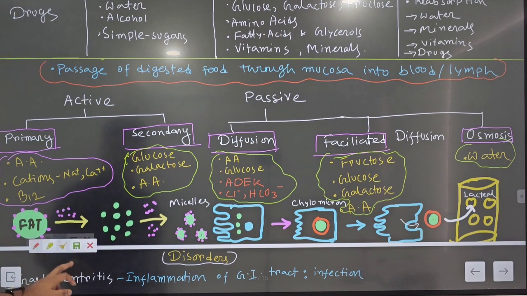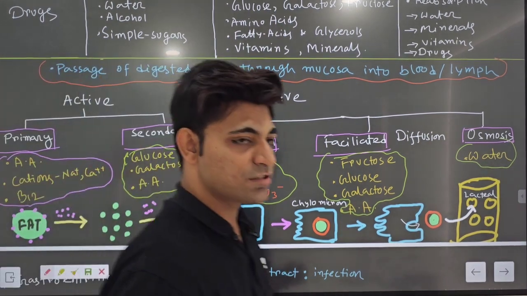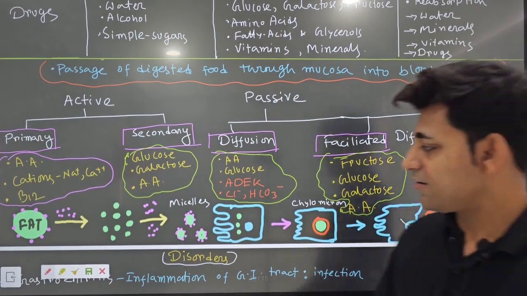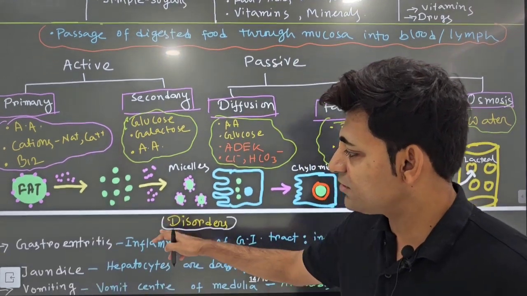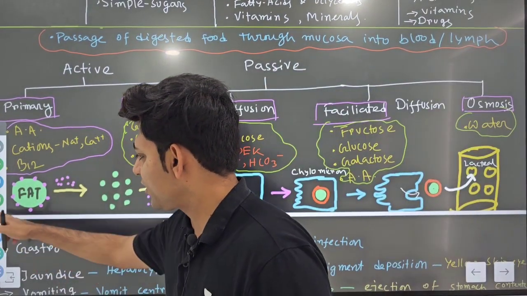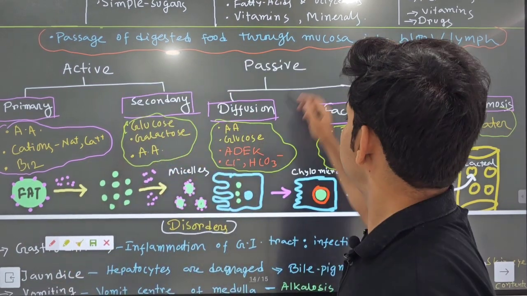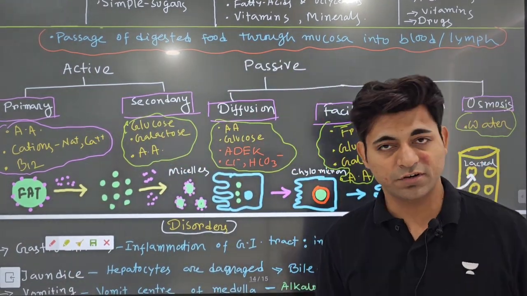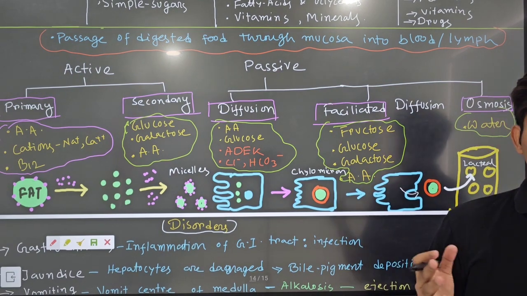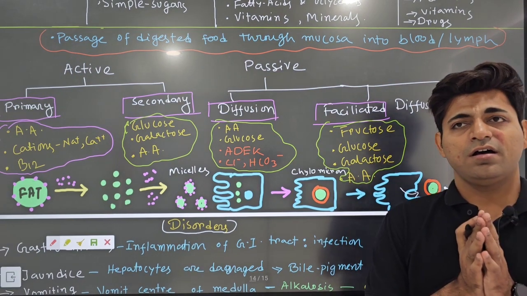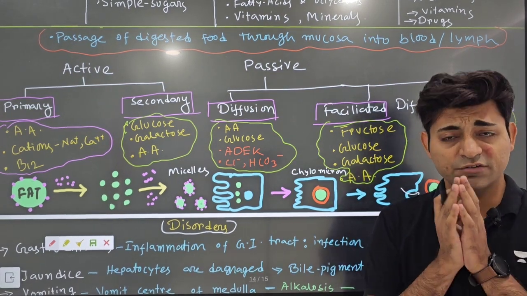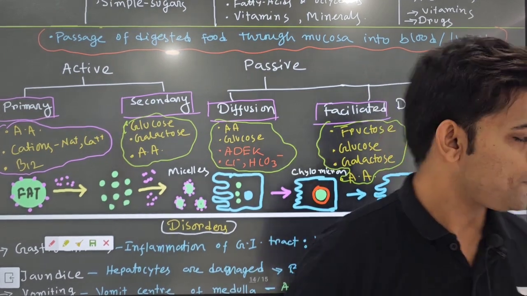Now modes of absorption, this you need to study very nicely. Mainly you have to remember here, among these materials, glucose, amino acid, fructose, galactose, fatty acid, glycerols, which mode of cellular transportation they will follow.